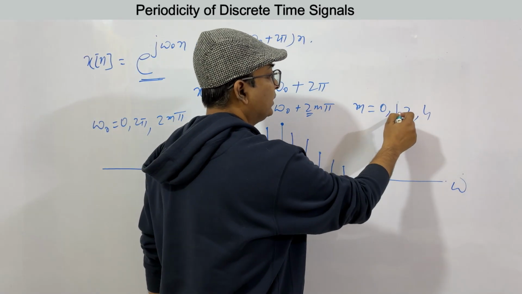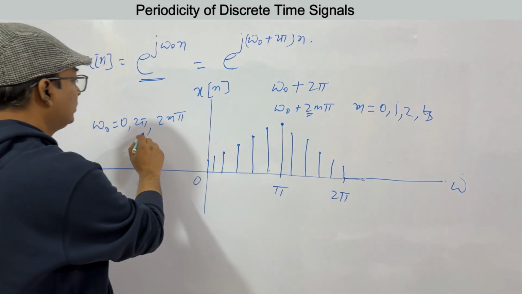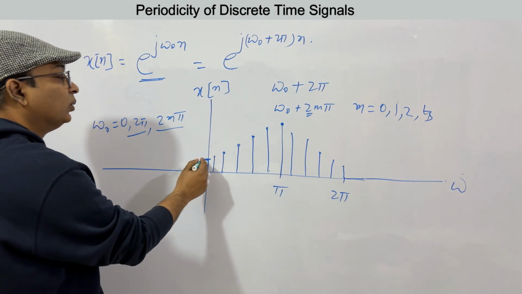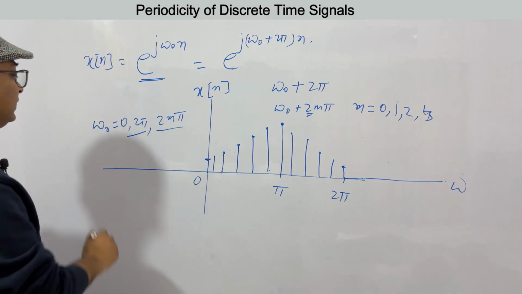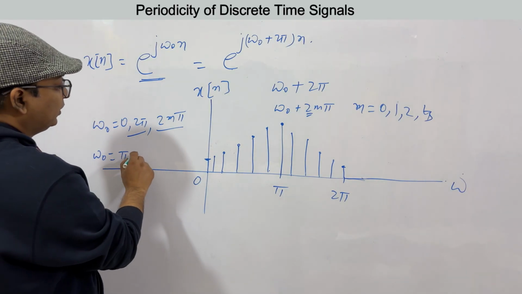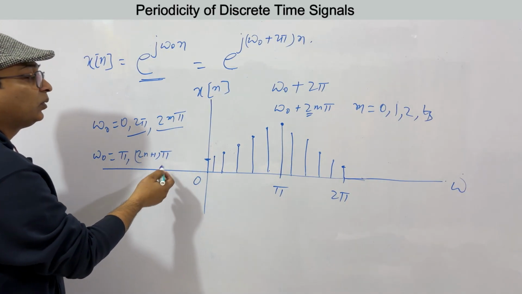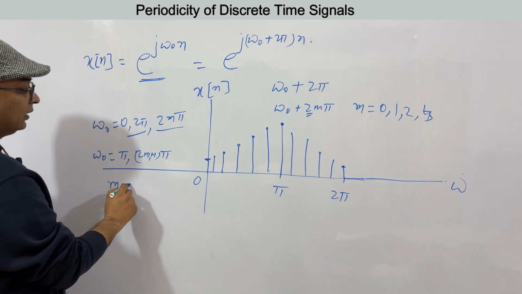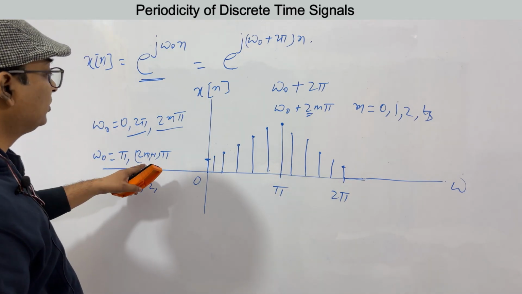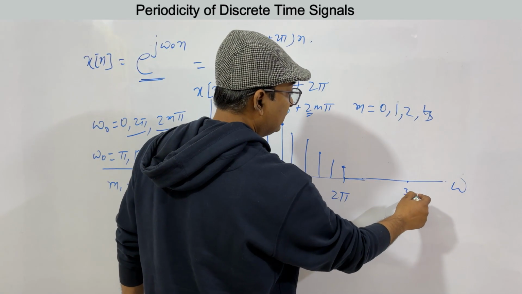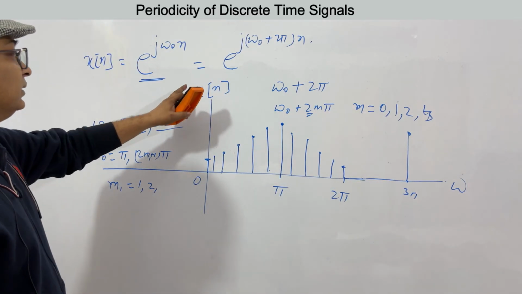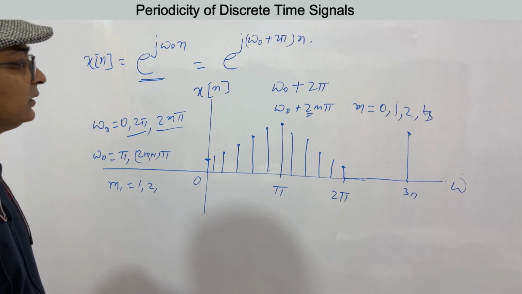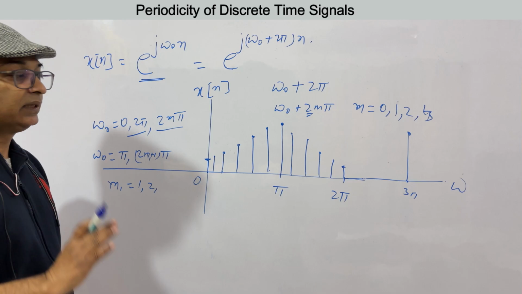Sorry, we had used 2, so we can use m1 here: 1, 2, 3, anything. So at these values of omega 0, the value of the signal will be lowest. Clear? And at omega 0 equal to pi, or (2 m1 plus 1) pi, that is odd multiples of pi, where m1 is again 1, 2, 3, 4, whatever value you have, you will have the maximum value of this signal. Okay, these are the two observations and two dissimilarities between continuous time and discrete time.